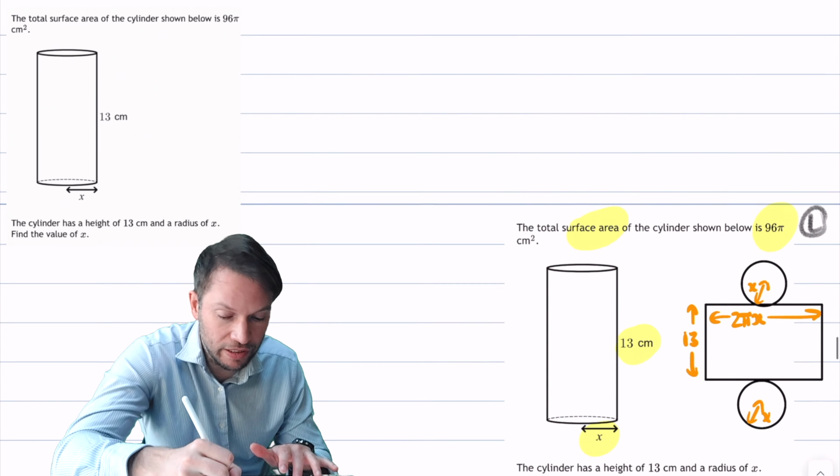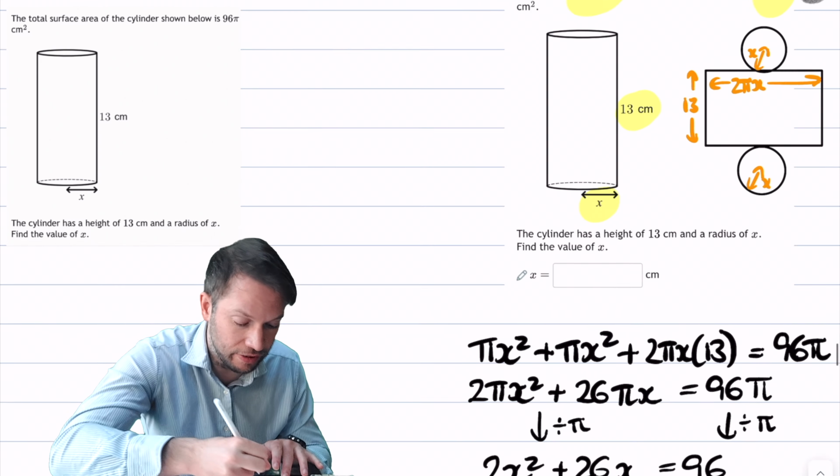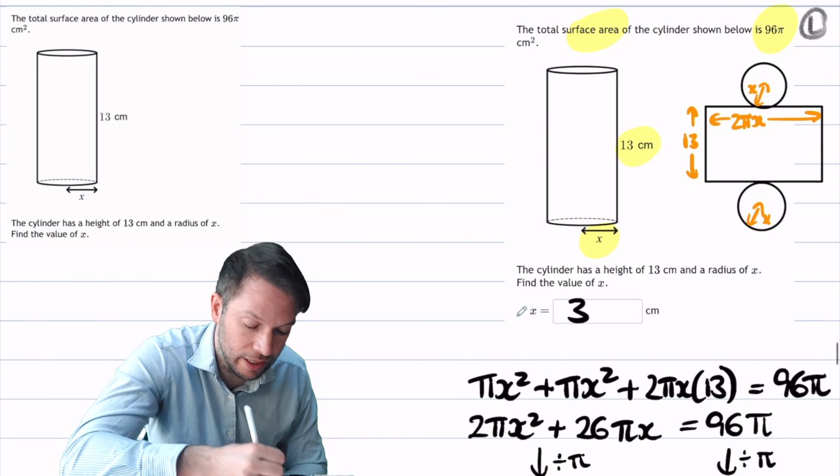Now, x can't be minus 16 because you can't have a negative radius. So we reject this solution here, and x is 3. So that is the answer. x is 3 is the final answer.